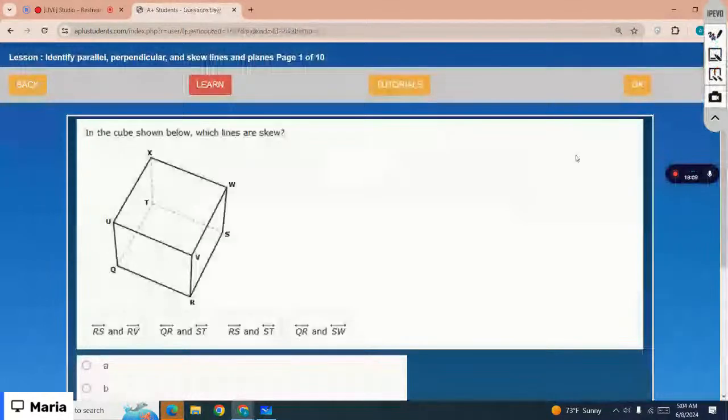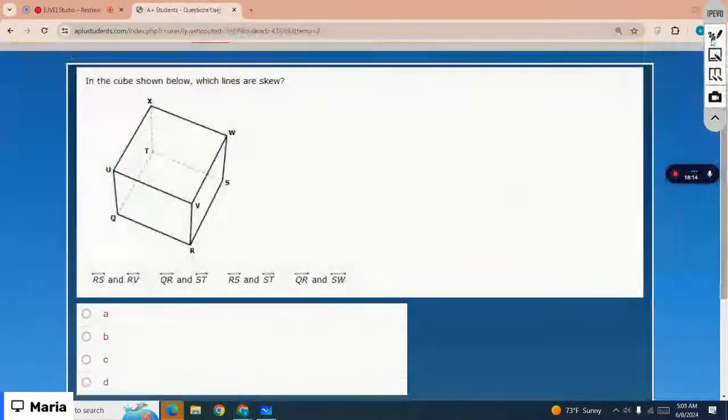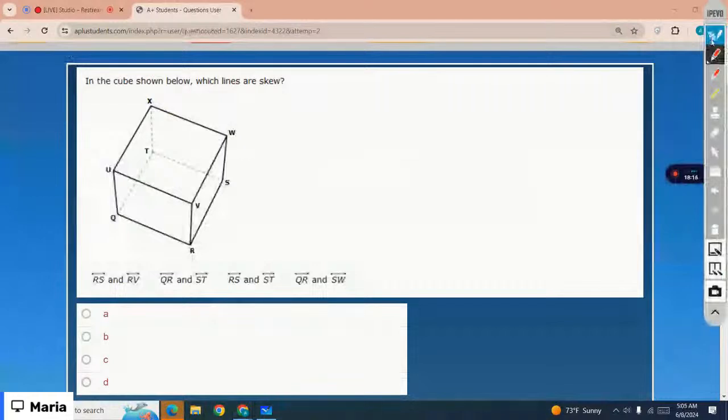Okay, in the cube shown below, which lines are skew? Skew lines are the lines that are neither intersecting nor parallel, right? Okay, so RS and RV. Here is RS and RV. They are intersecting lines. This isn't the correct option. QR and ST. Here is QR. Here is ST. They are parallel lines, right? Okay, RS and ST, they are again intersecting lines.